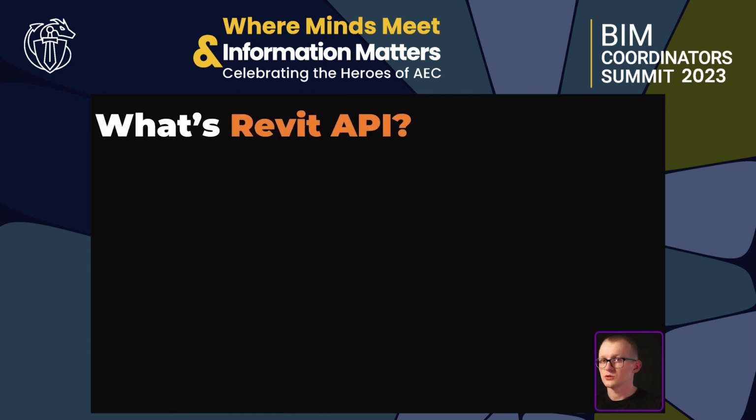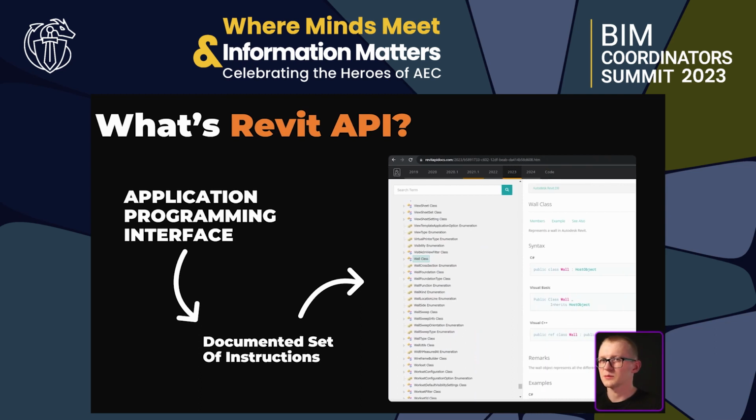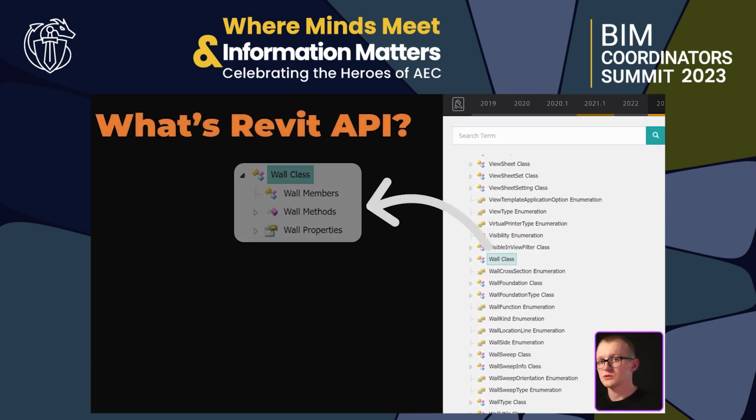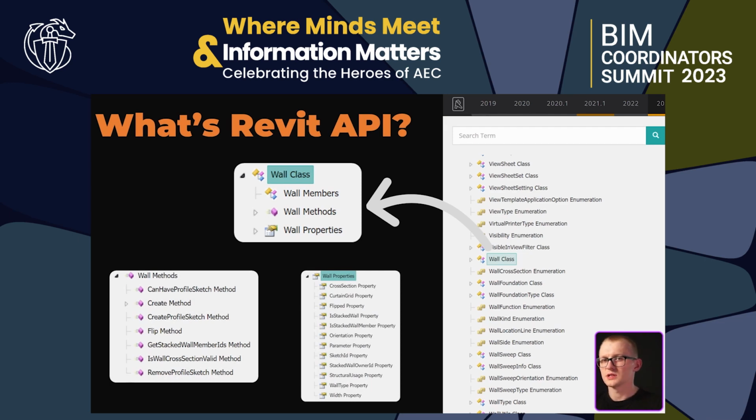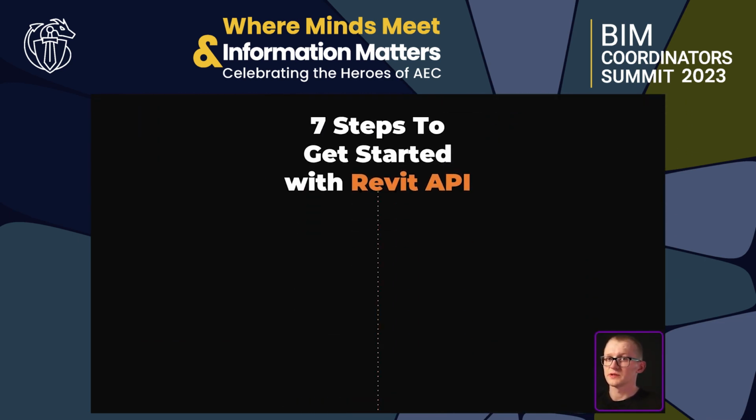And that brings us back to the question, what is Revit API? API stands for Application Programming Interface. In simple terms, API is a documented set of instructions written by developers of an application to give us access to a program's functionality. For example, if we were to look at the wall class, you'll see that we can read its methods and properties and then use them in our script, but more about this in a moment. For now, let's actually go through these 7 steps to get started with Revit API.